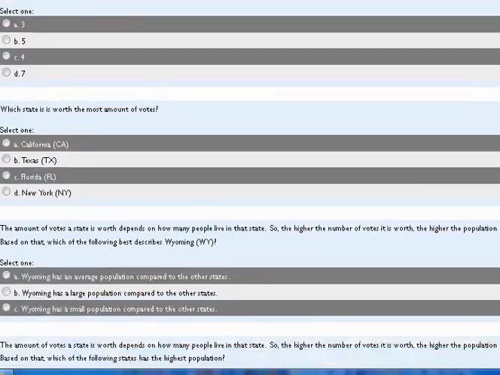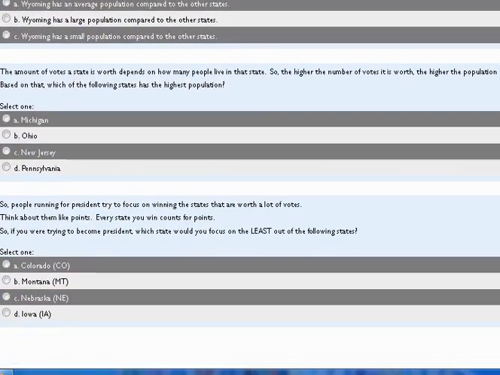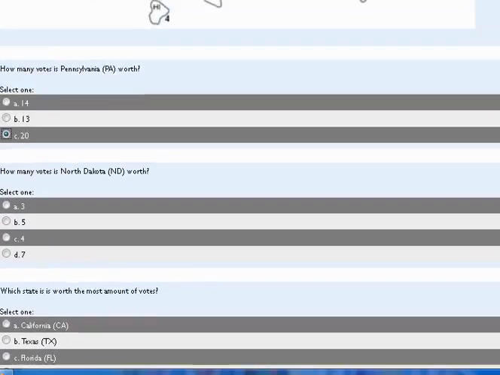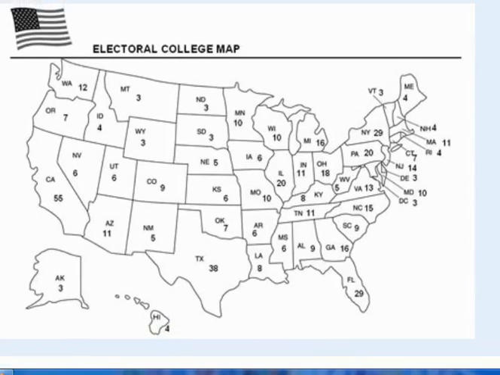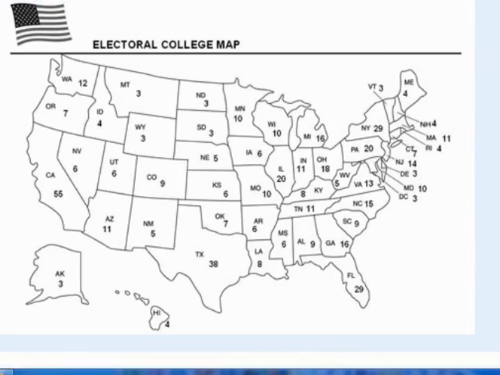Alright, that's how you do this assignment. Remember, the Electoral College is how we determine who wins the presidency. The more states you win, the more points you get. The first person to get to 270 points wins the election. You'll look at this map, and then on the next page there'll be a map of the 2012 presidential election. You can see who won which states and answer questions about that as well.